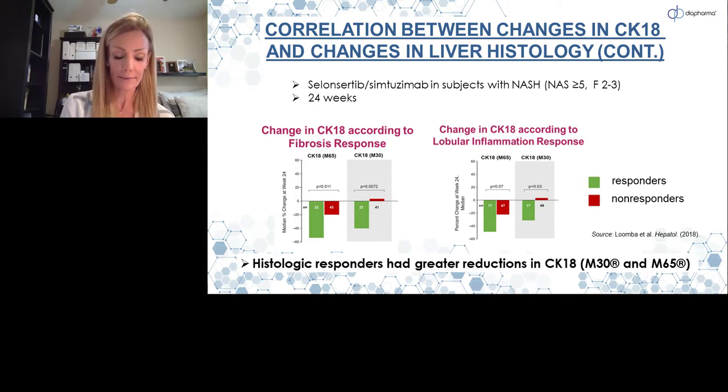Regardless, in this phase 2 trial, selonsertib treatment alone had shown promising beneficial effects on both fibrosis and lobular inflammation. In the sub-analysis shown here, subjects were stratified into treatment responders and non-responders, similar to the last slide. Responders, so those that show improvement in fibrosis or inflammation, are represented by the green bars, and non-responders, so subjects with no change or worsening of fibrosis or inflammation, are shown in red.